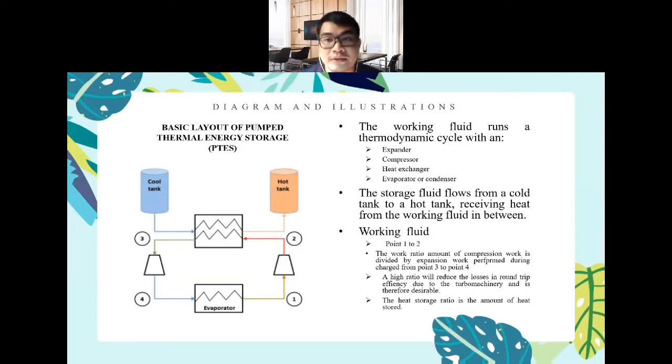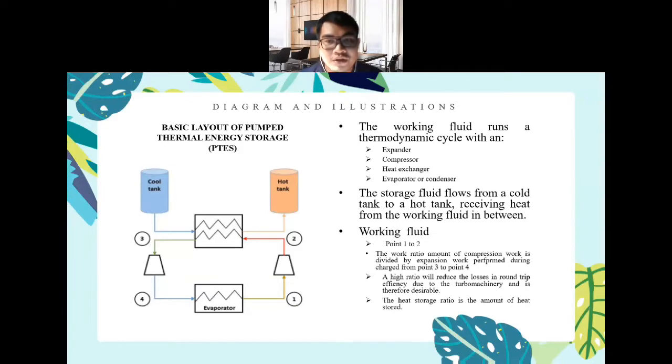The working fluid runs a thermodynamic cycle with an expander, compressor, heat exchanger, evaporator, and condenser. The storage fluid flows from the cold tank to the hot tank, receiving heat from the working fluid in between. The work ratio is the amount of compression work from point 1 to point 2, divided by the expansion work performed during charge from point 3 to point 4.